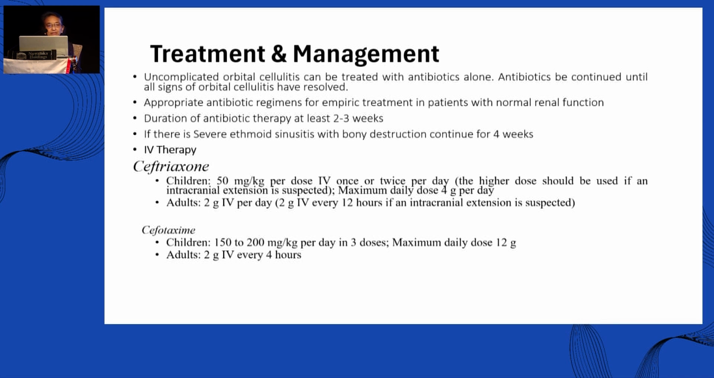As for the treatment, uncomplicated orbital cellulitis is treated with antibiotics alone. It is IV antibiotics, and usually the antibiotics may have to continue for 2 to 3 weeks. But if there is severe ethmoid sinusitis or bone erosion, we may have to continue for about 4 weeks. IV antibiotics are given for about 3 to 5 days. Once the orbital inflammation signs settle down, you can change over to oral drugs.